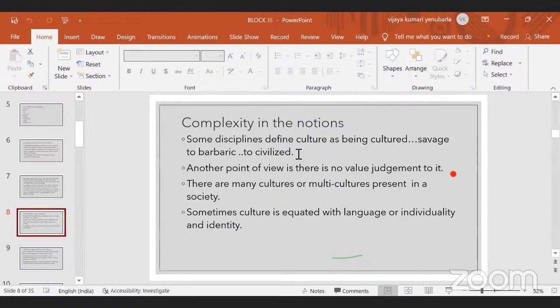Sometimes culture is equated with language or individuality and identity. So sometimes how you define culture is different. That means based on the language, you define culture, or based on individual attitude, behavior, characteristic, you define culture. And sometimes based on the identity, you define their culture.